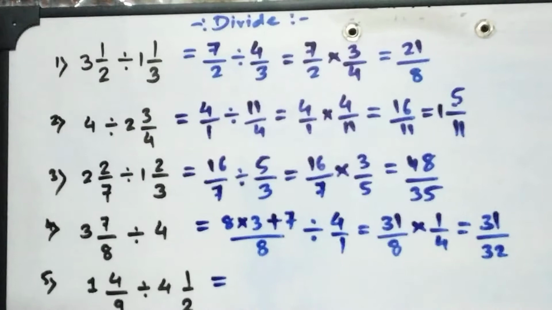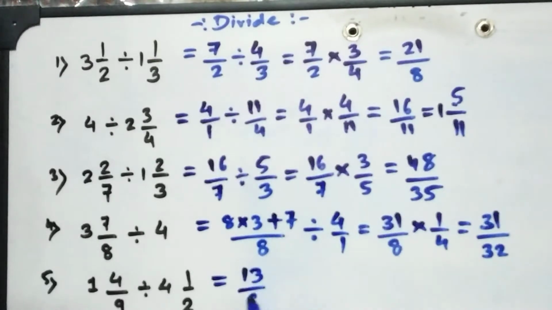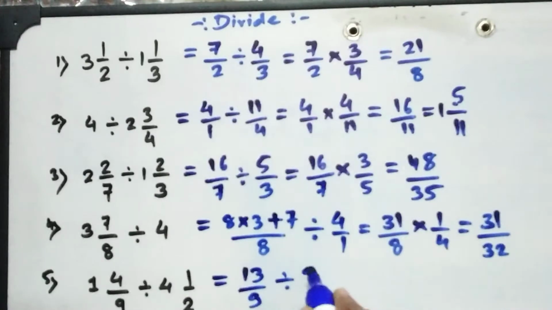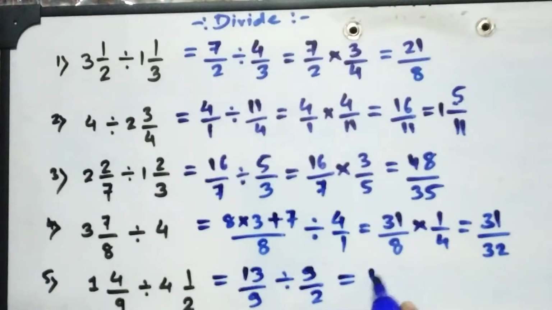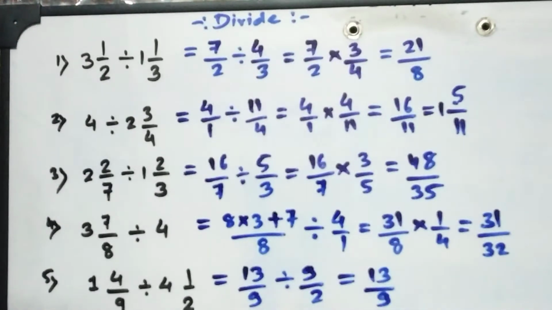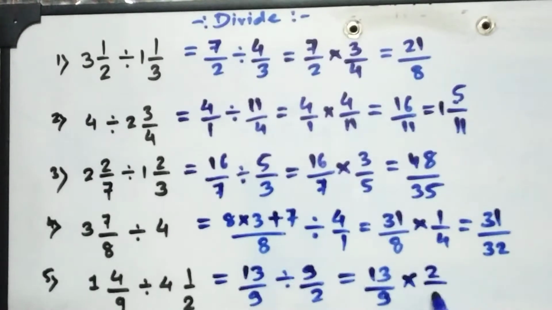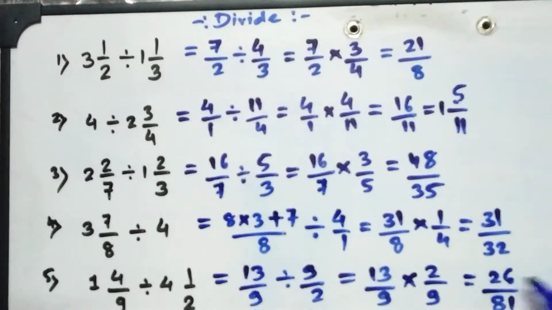Then we'll convert this one. 9 1s are 9. 9 plus 4, 13 by 4. Here we need to convert this: 4 2s are 8 plus 1, 9 by 2. 13 by 9 we'll write as it is, and then we'll take the division operation as multiplication, and then we'll flip it. Here we'll get 13 2s are 26 upon 9 9s are 81. So this is again a proper fraction.